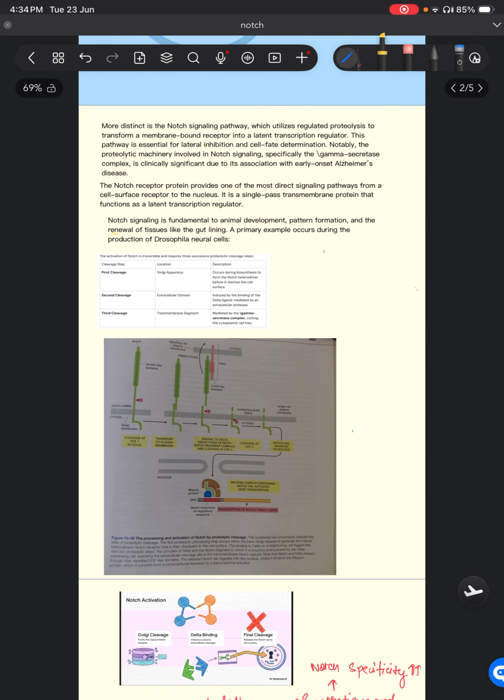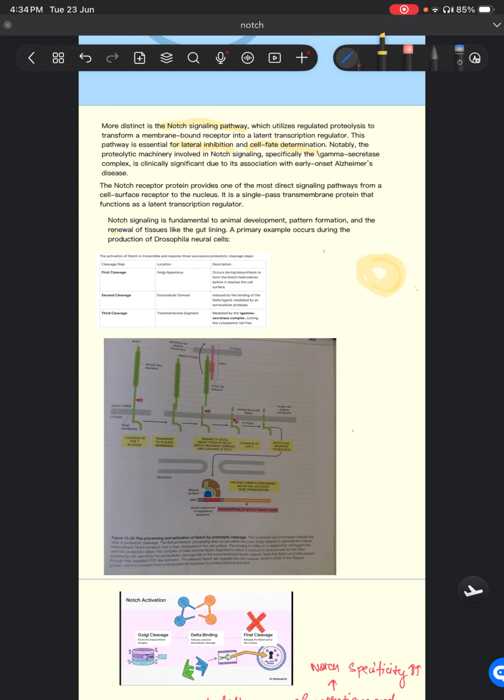Hello everybody. Today we will discuss the Notch signaling pathway. This pathway is essential for lateral inhibition and cell fate determination. So let's understand what lateral inhibition is.